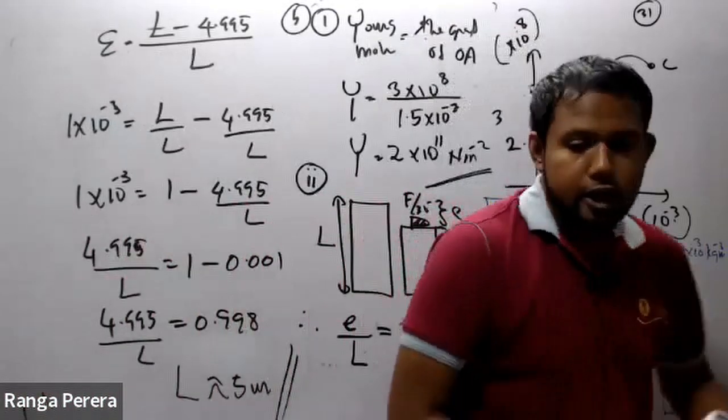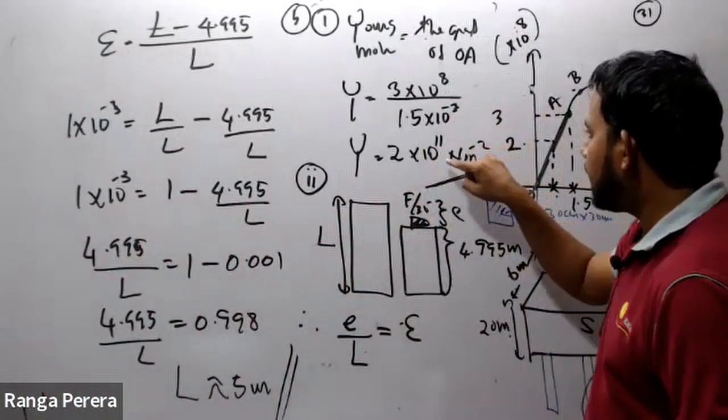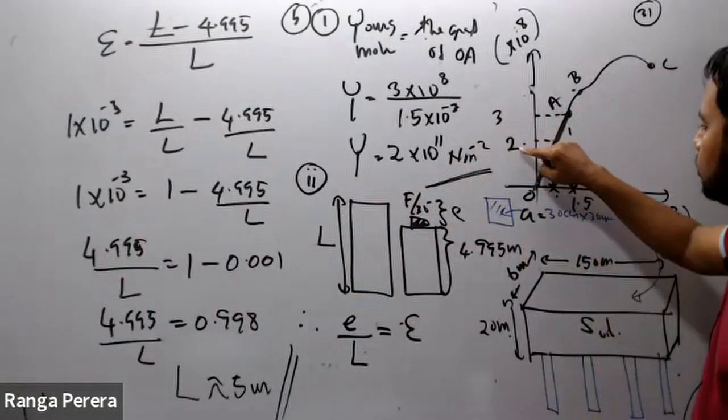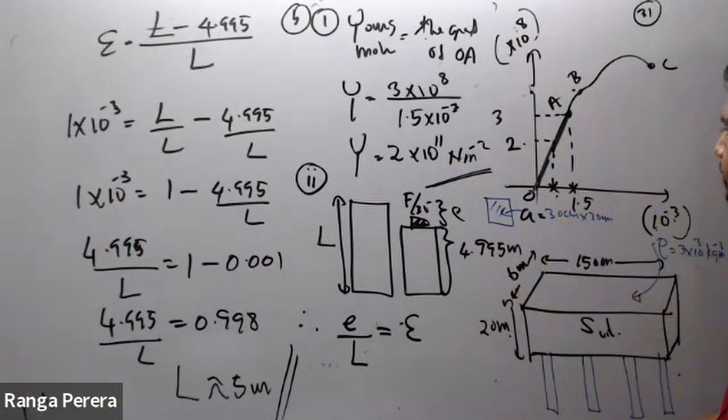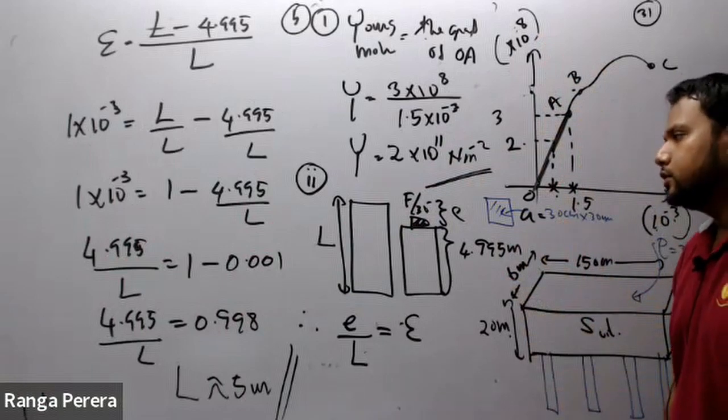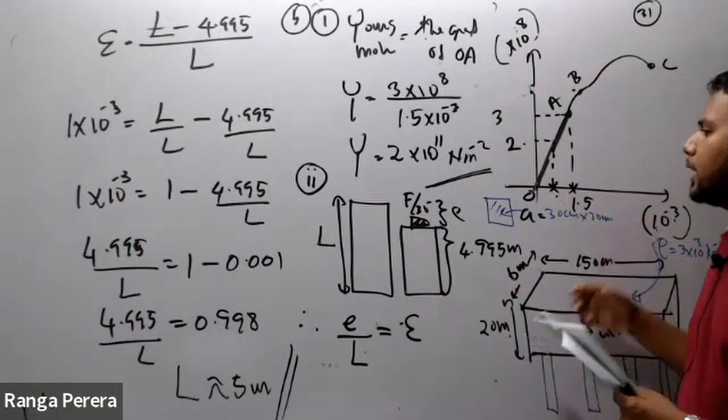We took this from the graph: for 2 × 10 to the power 8 stress, what is the strain? We found it based on that graph. The strain must be maintained at 1 × 10 to the power minus 3.